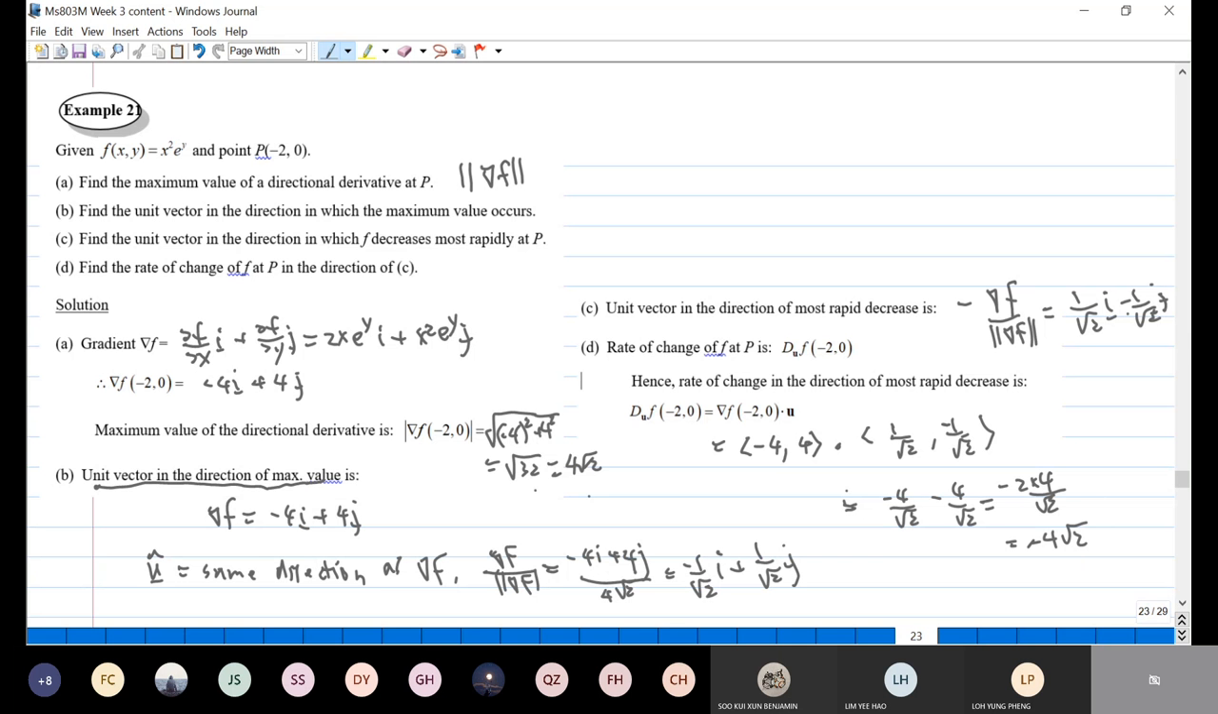Compare with the maximum rate of change: the maximum rate of change is 4 square root 2, and this one is -4 square root 2. This is example 21. And I can pick some tutorial questions to illustrate more.